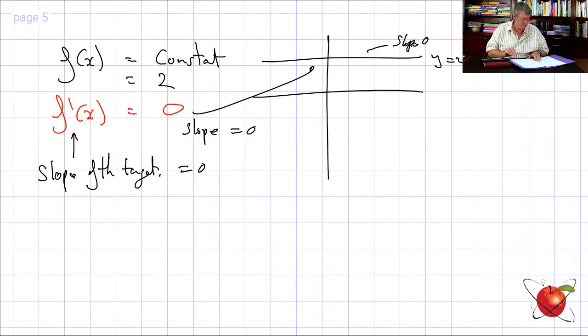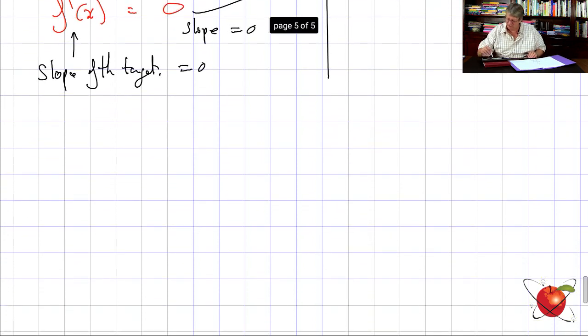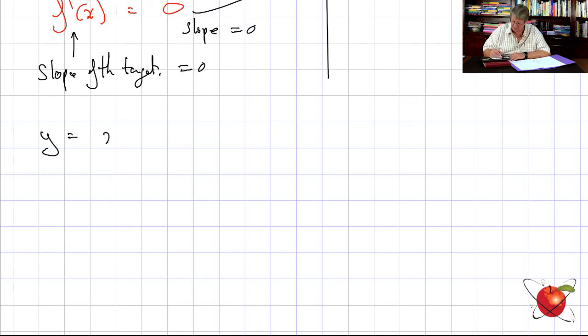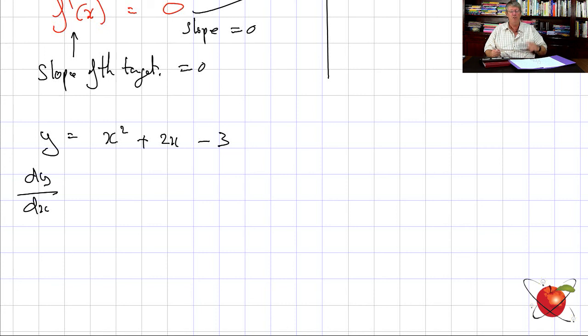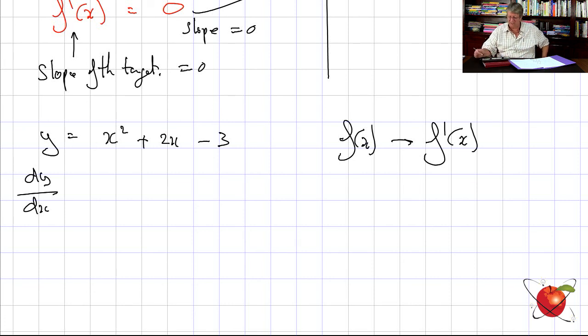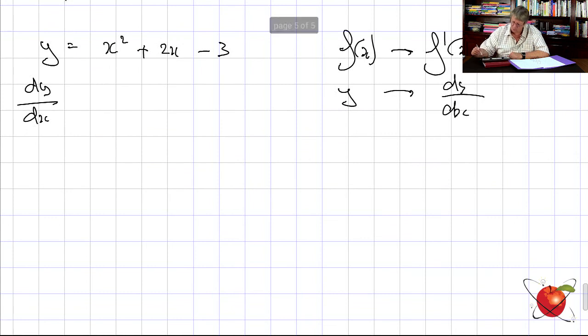The next one is, what if we had a scenario like this? I've said here, y equal to x squared plus 2x minus 3, and they want us to find the derivative, in this case, dy by dx. You don't change that. If you start with f of x, you go to f prime of x. If you start with y, you go to dy by dx. Differentiate with respect to x. That is the variable that's being differentiated upon. Now, here we go. What do I do?